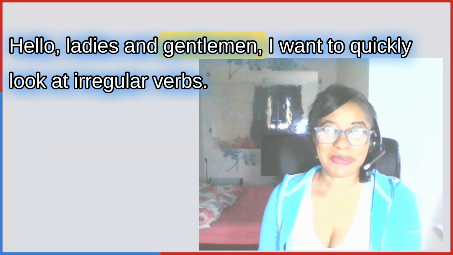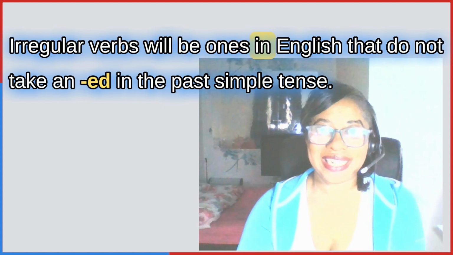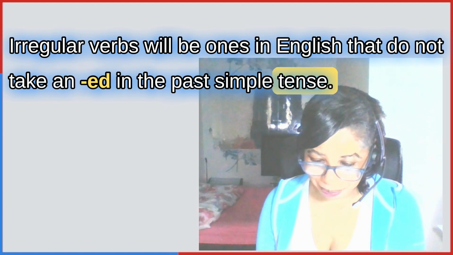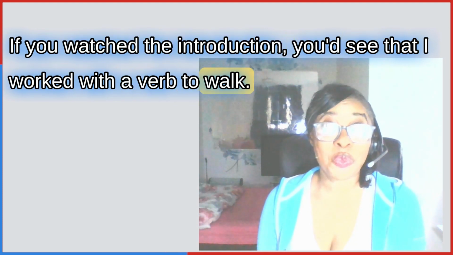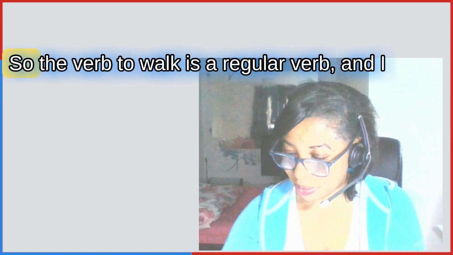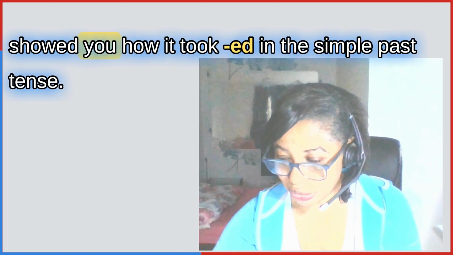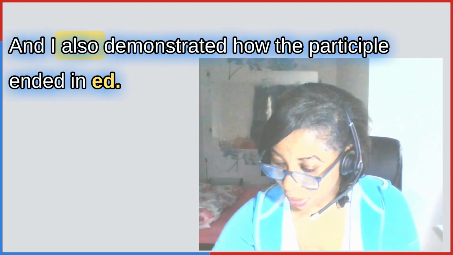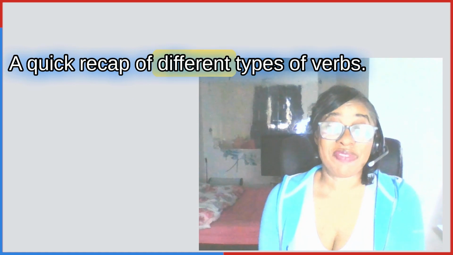Hello, ladies and gentlemen. I want to quickly look at irregular verbs. Irregular verbs will be ones in English that do not take an -ed in the past simple tense. If you watched the introduction, you'd see that I worked with the verb to walk. So the verb to walk is a regular verb. And I showed you how it took -ed in the simple past tense, and I also demonstrated how the participle ended in -ed.